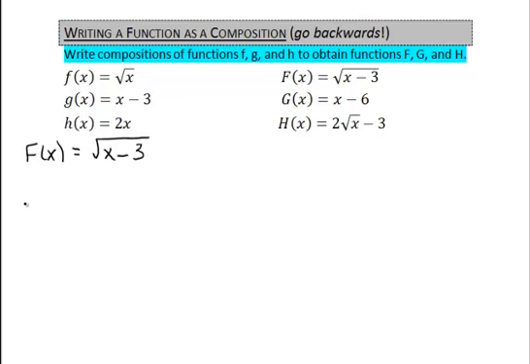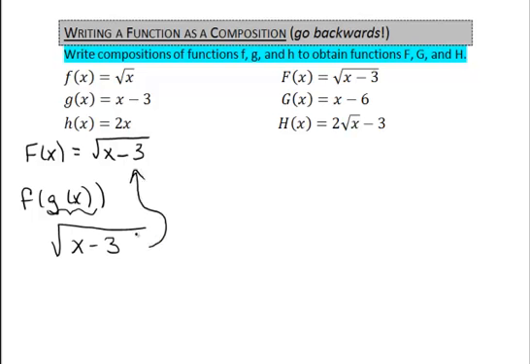So let's find f of g of x. Put g inside f. Well, this is f, and g is x minus 3. That is exactly what we want, right? So our composition, f of g, would be how we get this function. So it's kind of like working backwards. We want to see what did they compose to get these functions.